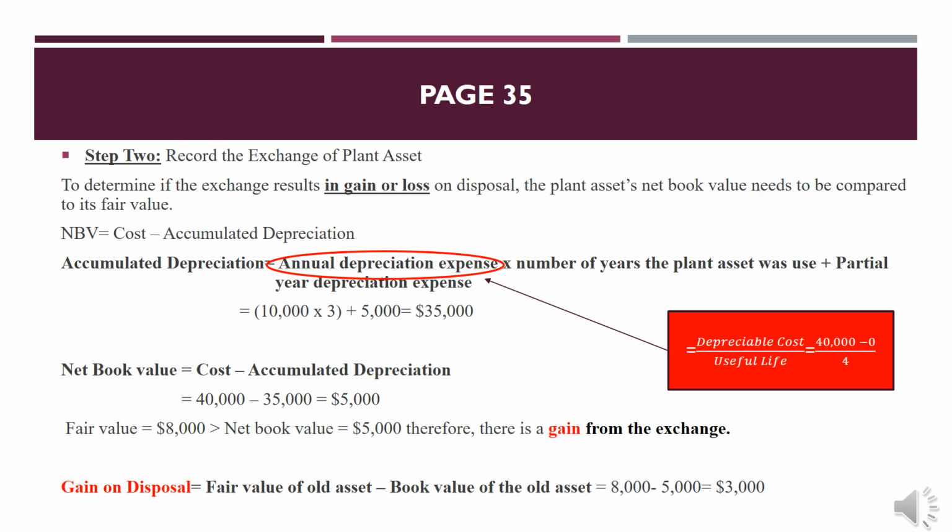When we compare it to the fair value, it's lower, and so the company is having a gain from the exchange. Why gain? Because the truck was valued as $5,000 in our books. However, in the market, it was valued at $8,000, which is an amount higher than the books. That's why we have a gain. So gain on disposal can be calculated by the fair value, which is $8,000, minus the net book value, which is $5,000. So the company has a gain on disposal of $3,000.